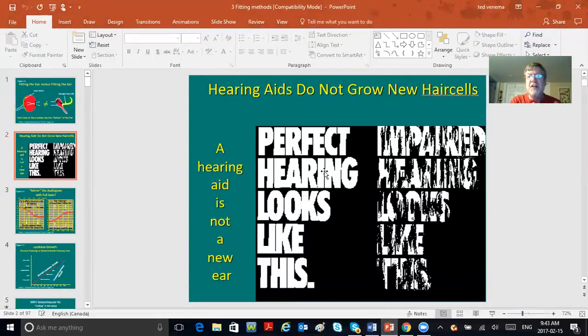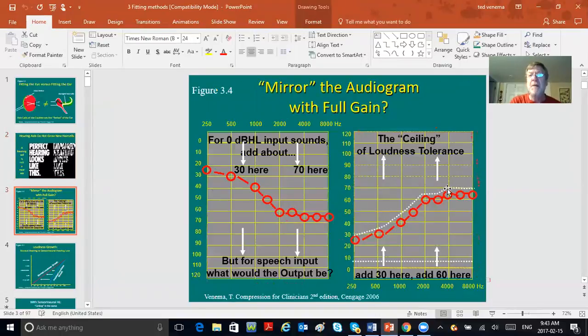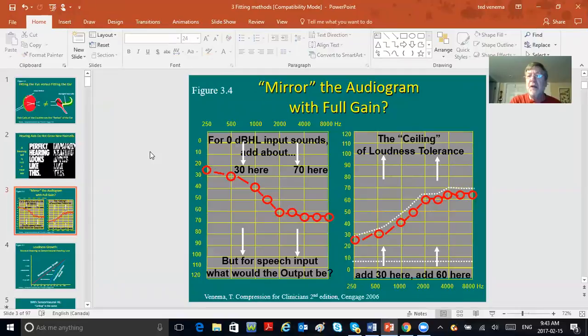Oh, this is just hearing aids do not grow new hair cells. A hearing aid is not like a new ear. Perfect hearing looks like this, while impaired hearing looks like that. That's the damaged retina we talked about. Okay, whoops. Now, so taking a look at this scene here. Mirror the audiogram with full gain.